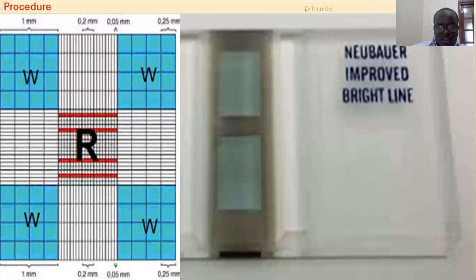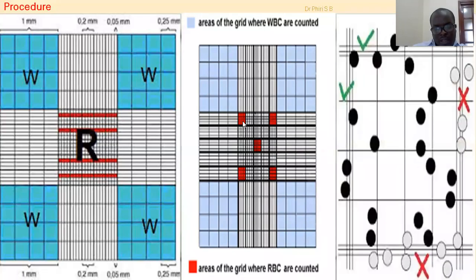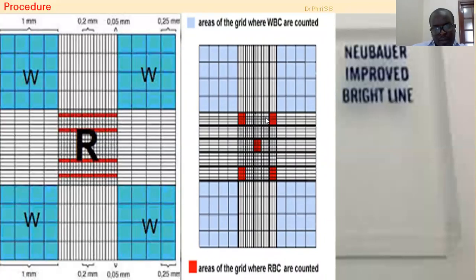If this is confusing, then this slide will help. You can see here that you have the four small squares at the center. This is the bigger square that you use for the red blood cell. Like I said, inside you have 25 squares. Out of those 25 squares, you are only going to select 5 squares where you're going to do the counting of red blood cells. So you have this one at this corner, then this one, so you have 1, 2, 3, 4, 5.